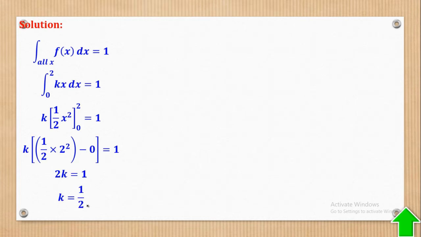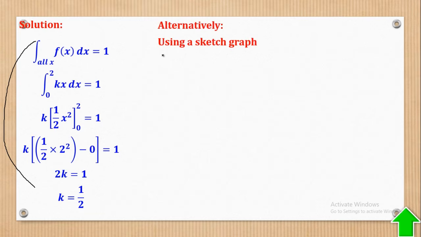So that is one way of getting the value of the unknown constant, and it's used most frequently if the function is non-linear. But in this case, the function was linear because the highest degree was 1. Therefore, if the function is linear, you can either use this method of integration, or you use the alternative method of using a sketch graph. In this method, we are going to first sketch the graph of f(x). For you to sketch the graph, you have to know the axes. Horizontal is x and vertical is f(x).